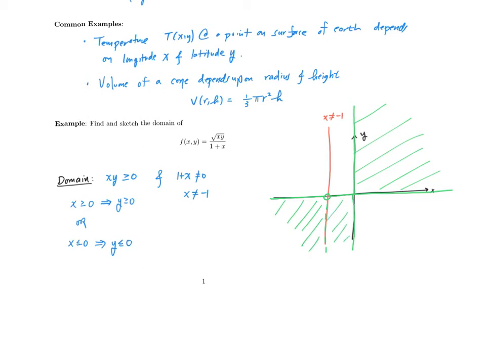So this is a typical example of finding and sketching the domain of a function of two variables. Remember, big picture, the domain is going to be a subset of the xy plane, and the outputs are going to be constant values.